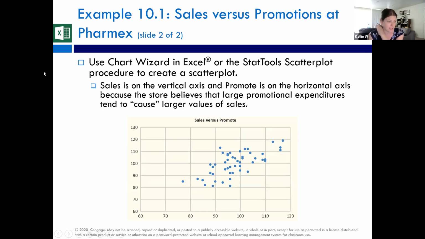Okay, so in Excel, we would graph our data, we'd select it, create a scatter plot, put sales on the vertical axis, and then promote on the horizontal, because the hypothesis here is that the large promotional expenditures will cause larger sales. So they believe there's a positive correlation between the two variables.